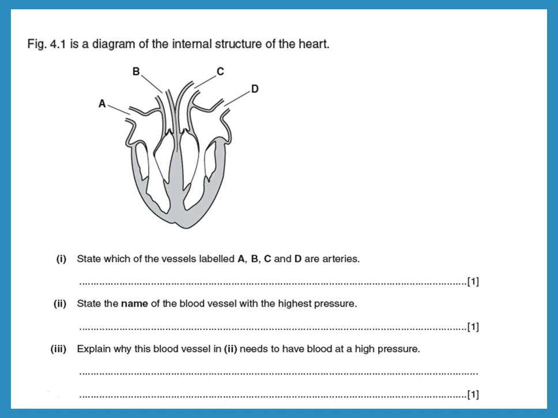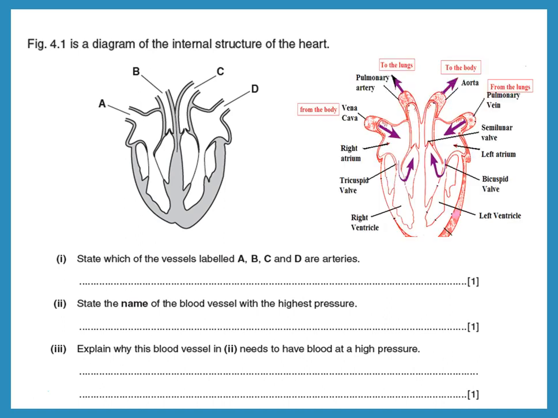This figure is a diagram of the internal structure of the heart. State which of the vessels are arteries. Which of these are arteries? Do you remember? The pulmonary artery is an artery. The aorta is an artery. So which of these are the ones in the diagram? Remember, B is the pulmonary artery, C is the aorta.